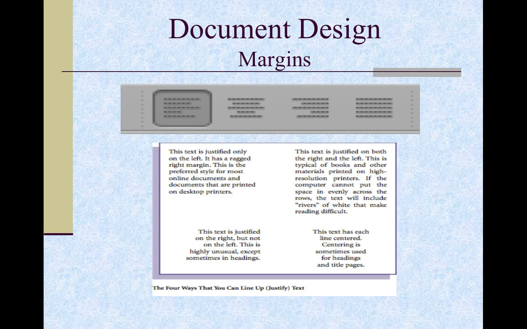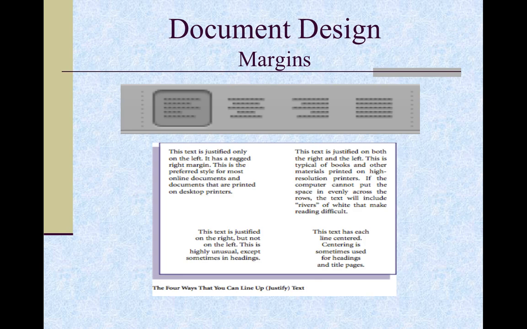You can also have text that is justified on both the left and the right side, okay? And this is typical of books and other printed materials, as it says here, printed on high resolution printers. Okay, so a justified text is a text that is aligned on both the right and the left side. And finally, and I'm sorry that I'm not doing this in the order in which it's presented on the page, but you can have text that is justified only on the right but has a ragged left edge.